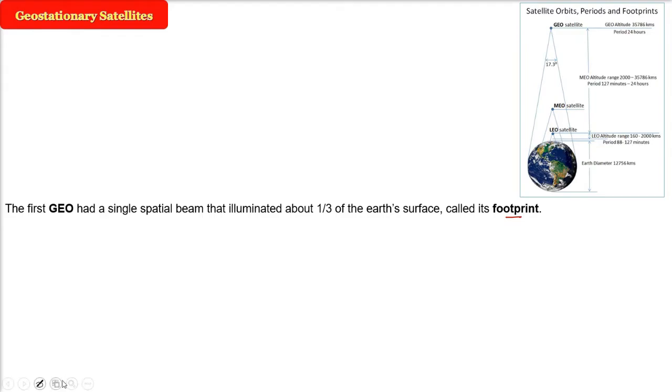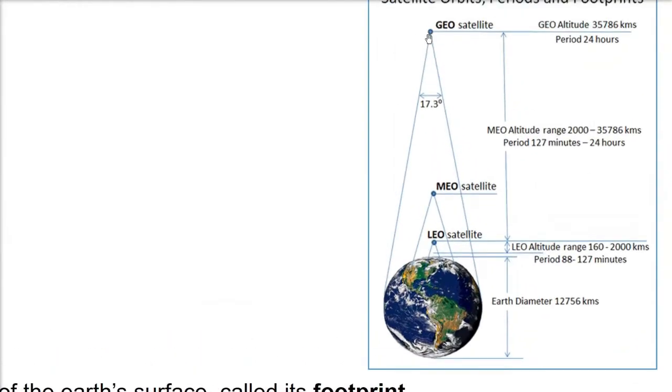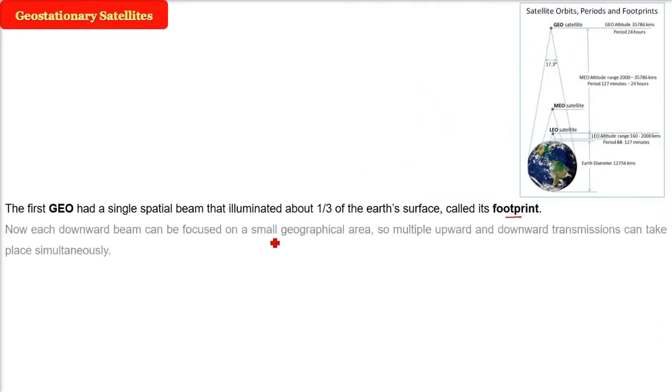Imagine yourself here. How much of the Earth can you see? Satellite is nothing but an eye; you can have an analogy of the eye. So the field of view will be larger. In LEO, the lower one, the area will be lesser. So the footprint can be 1/3 of the Earth.